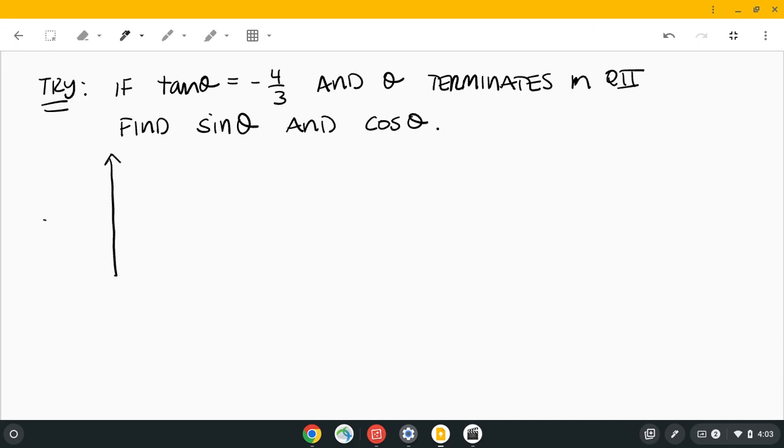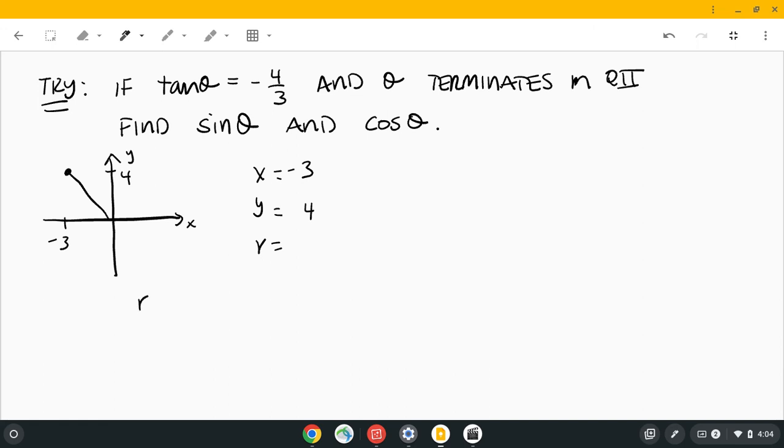Okay, so we are in quadrant 2. So we are in here. Alright, and we know that tangent is y over x. So this is 4, this is 3, and one of these is negative. So let's take a look at our drawing. So here the x values are negative, the y values are positive. So x has to be negative 3, and the y value here is positive 4. Okay, so negative 3 and positive 4.